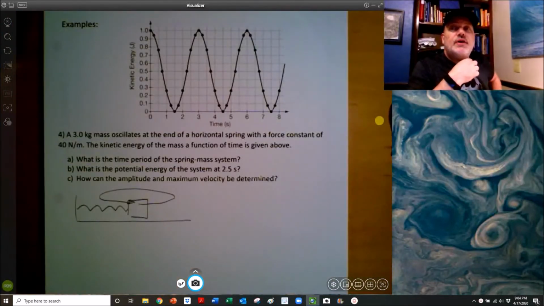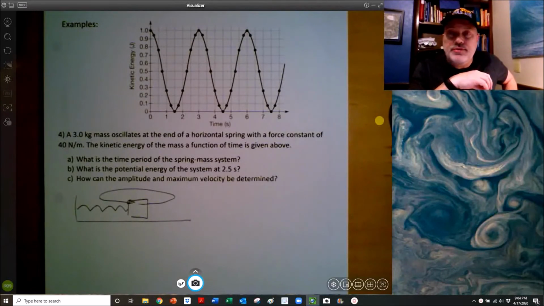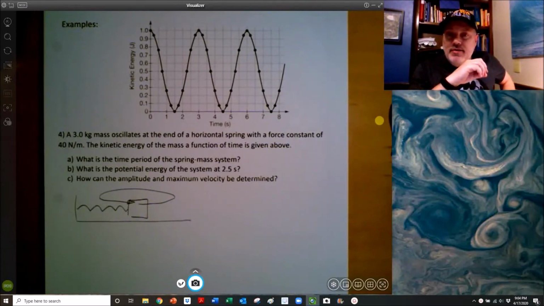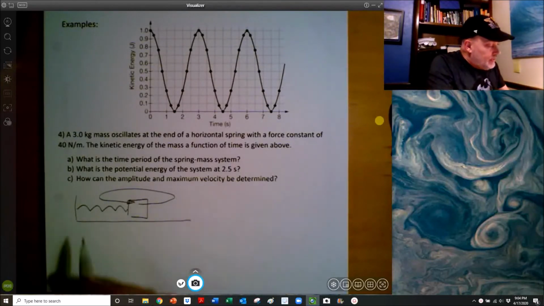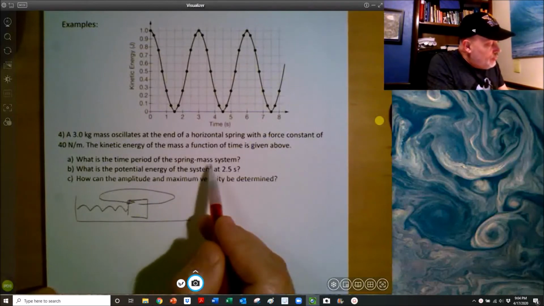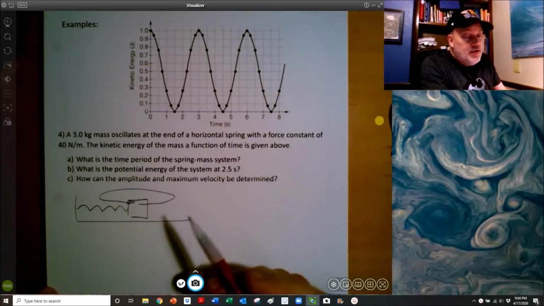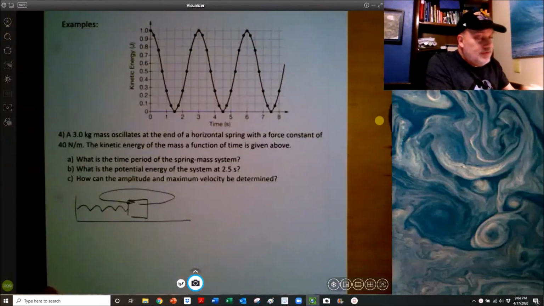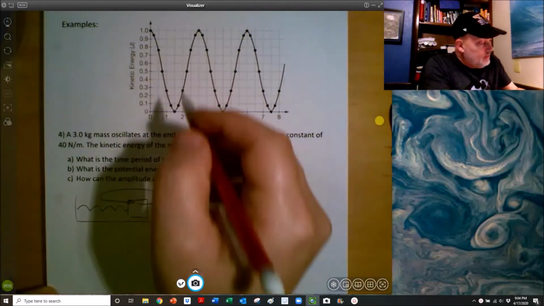Problem number 4 gives us a kinetic energy versus time graph. And this time we have a 3 kilogram mass oscillating back and forth at the end of a spring. And let's see what they ask. What is the time period of the spring mass system? Now watch out. We are tempted to say that this is one time period, 3 seconds. But let's take a closer look at this.